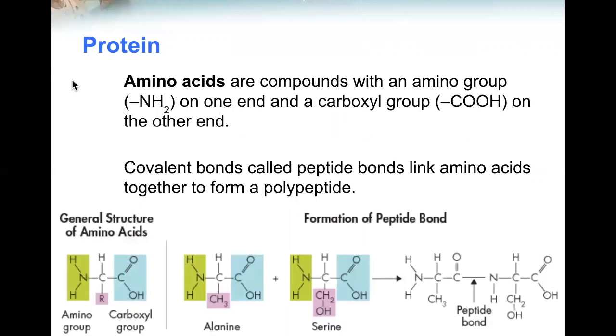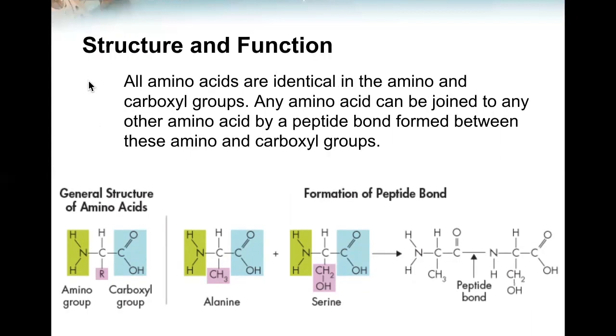Amino acids are compounds with an amino group on one end and a carboxyl group on the other end. Covalent bonds called peptide bonds link amino acids together to form a polypeptide. Alanine and serine combine together with a peptide bond between the two. So all amino acids are identical in the amino and carboxyl groups. Any amino acid can be joined to any other amino acid by a peptide bond formed between the amino and the carboxyl groups.